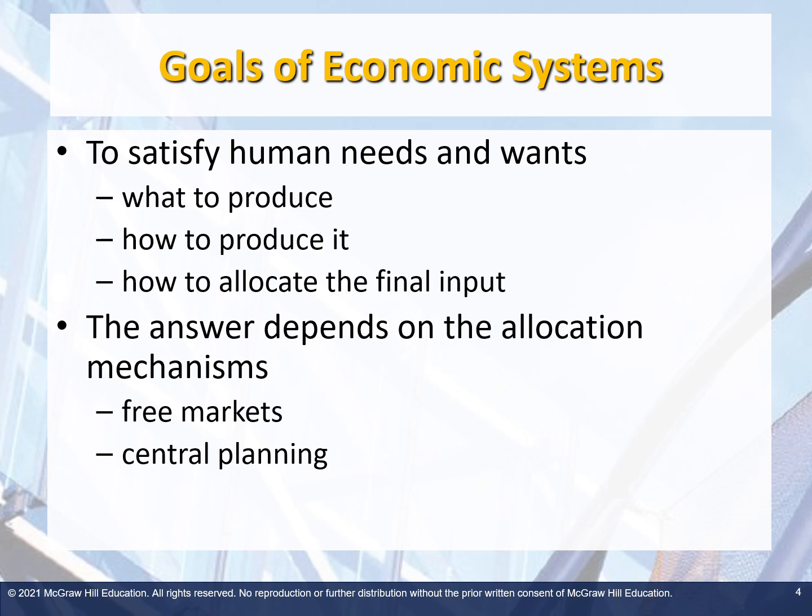Different economic systems use different mechanisms to allocate resources. Free markets rely on decentralized decision-making by individuals, while central planning involves government officials making economic decisions. Each system has its strengths and weaknesses, and the choice of allocation mechanism can significantly impact the efficiency and equity of resource distribution.